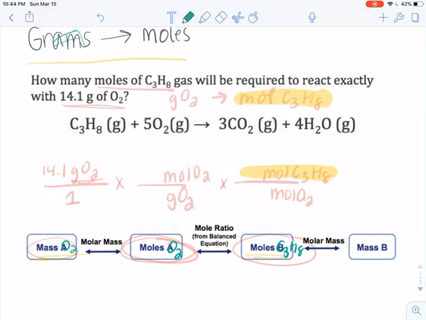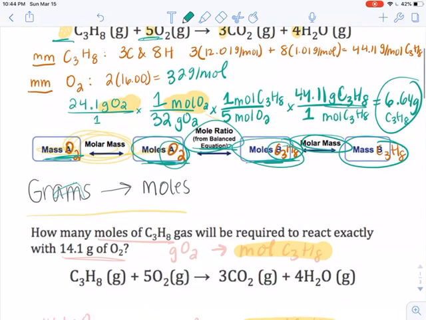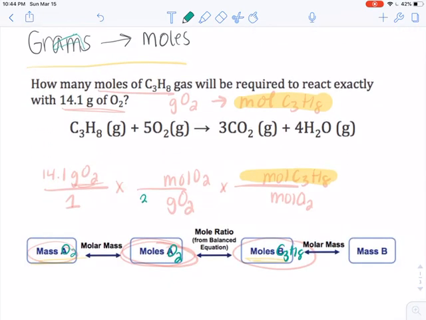And I see here, grams of O2, well, I said above the molar mass of O2 is 32 grams per mole. So in 32 grams of O2, I have 1 mole. And then my mole to mole ratio, 1 is in front of the C3H8 and 5 is in front of the O2. Calculate that out, so I can do 14.1 times 1 divided by 32 times 1 divided by 5.